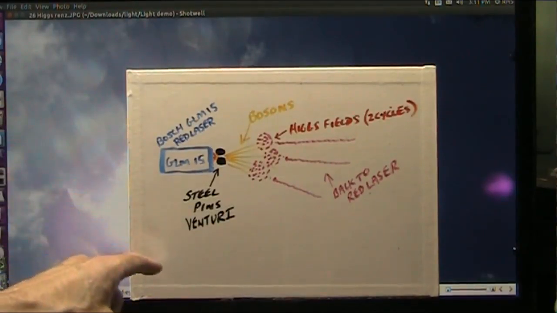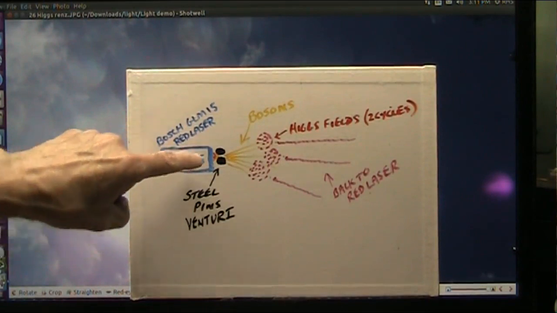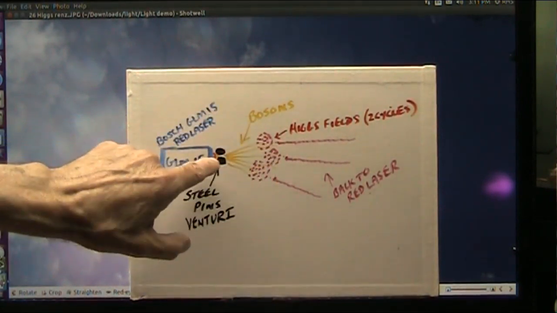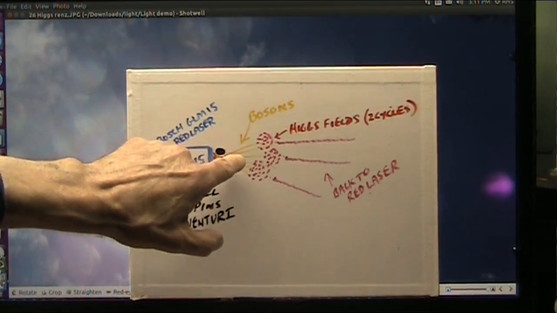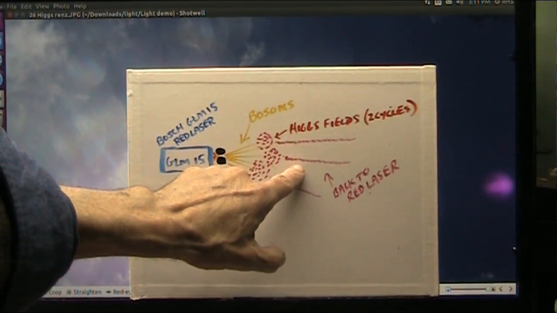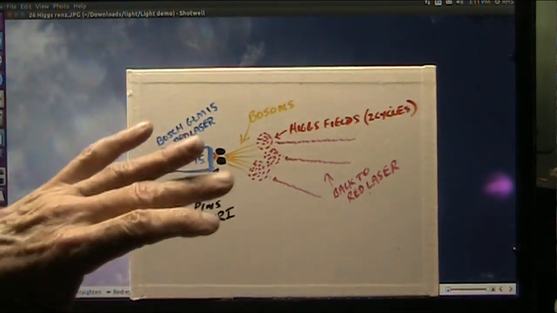Okay, back to part 3. Don't forget, the red laser accelerated through the Venturi. I'm going to call that Cherenkov radiation. I'm going to call this bosons. I'm going to call these Higgs. And it goes back to its red laser light. Now, let's watch all these things happen.